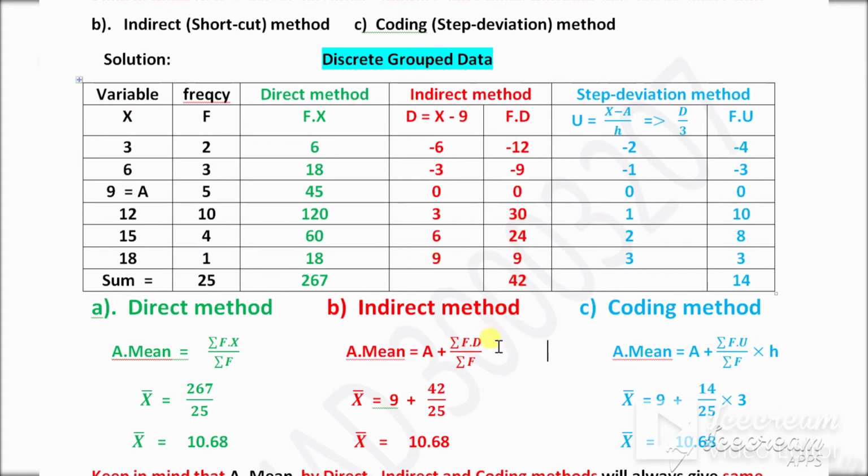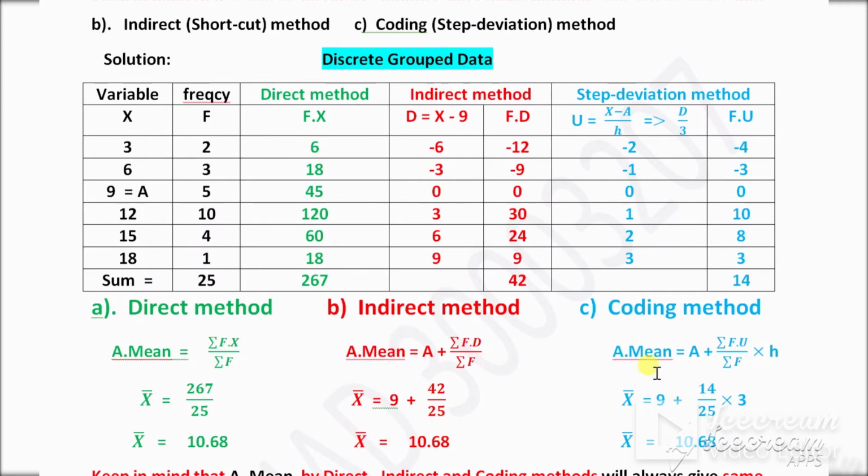Now this is fd. Now we have to find the fd total, summation fd. Summation fd means fd total. Now the fd total is 42. So write 42 for summation fd, and summation f is equal to 25. So here a is equal to 9, summation fd is 42, summation f is 25. First divide the two numbers, then add 9, and we will get 10.68 as the mean for the indirect method.